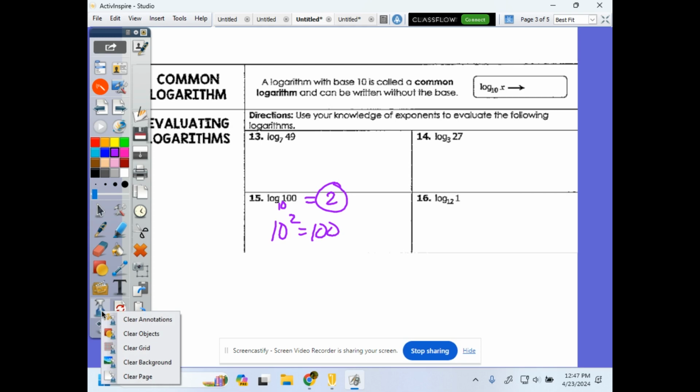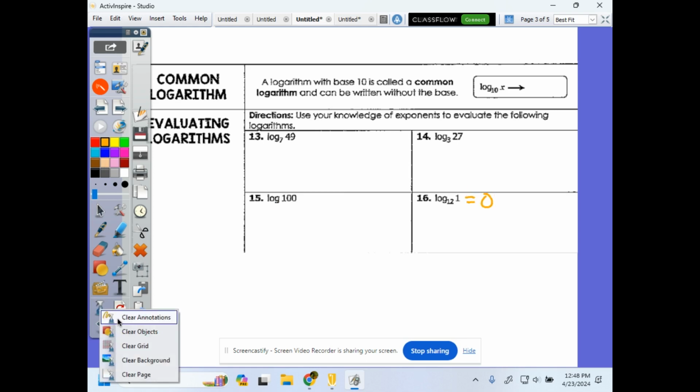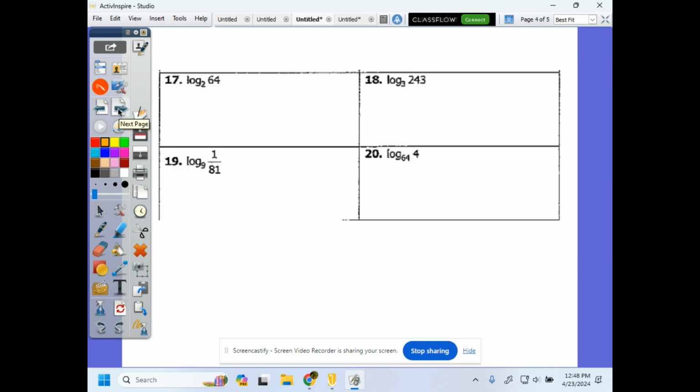Number 16. Log of 1 to the base 12. The base is 12. The answer is 1. How can you get a 1 from a base of 12? If the exponent is equal to 0, right? So the answer right here is 0. I'd like you to complete 17, 18, 19, 20. Pause it and try it on your own.